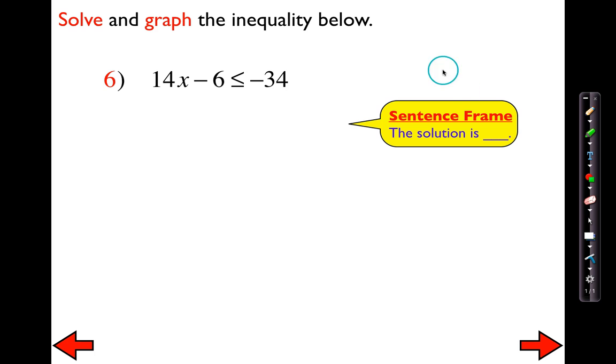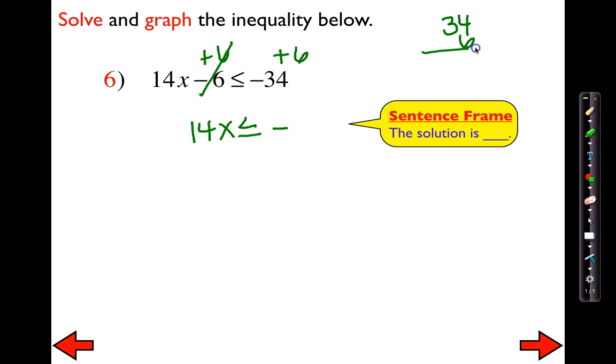Okay, so for number 6, first things first, we're going to undo this -6 by adding 6 to both sides. That's using the additive inverse property, which is going to create zeros. That's perfect because it gets us closer to isolating our variable. So we have 14x is less than or equal to a negative, let's do some side work, 34 and 6, find the difference, which is a 28.